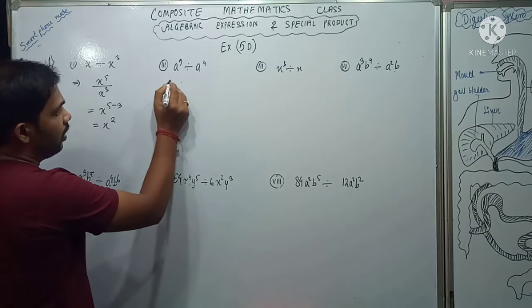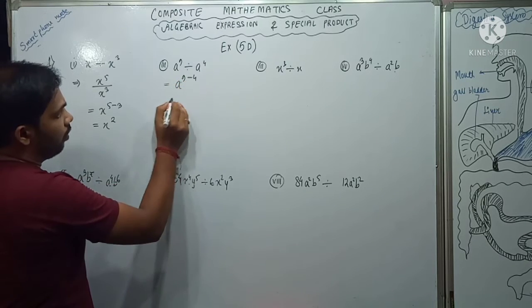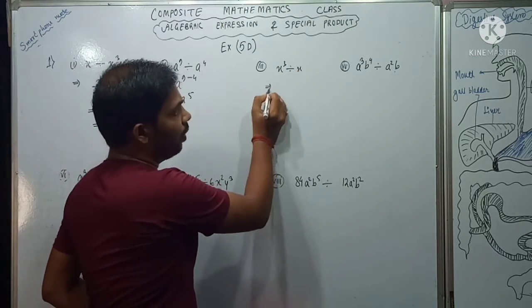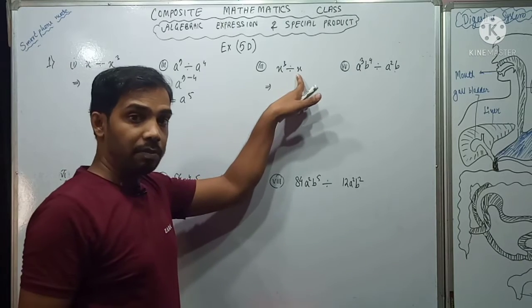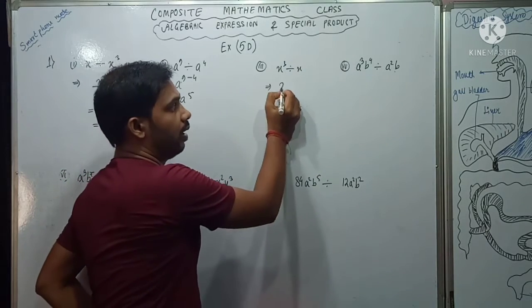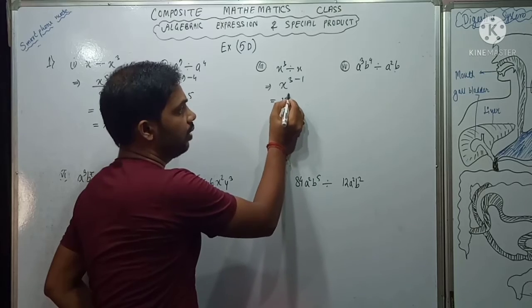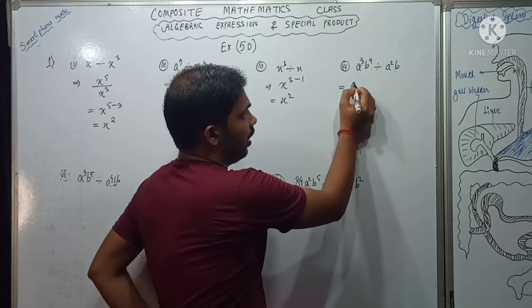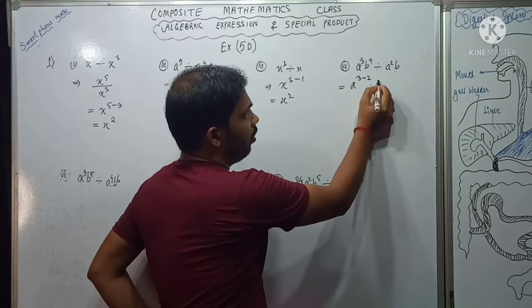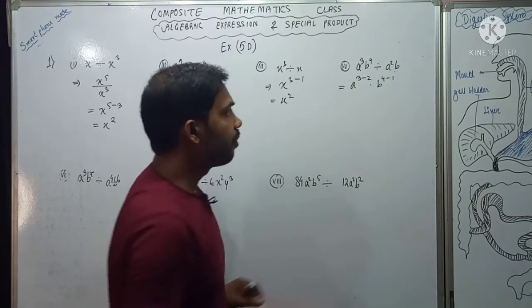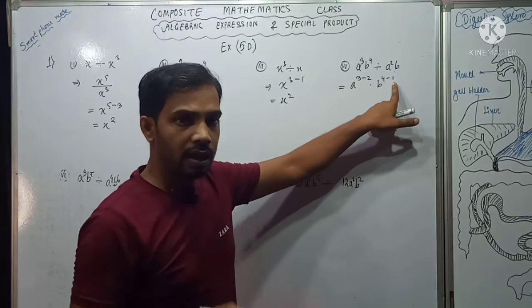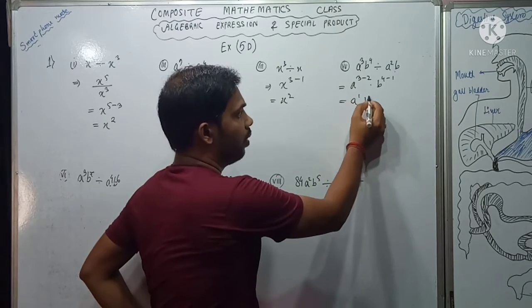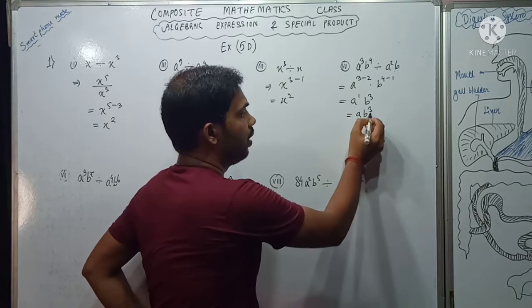Next this one, simply you can do a power 9 minus 4, which is equal to a power 5. Very easy. Now you see here no power is given. If no power is given, then we should understand that this has power 1. So it will be x power 3 minus 1, which is equal to x power 2. Now this one you see, you divide separately. So it is a power 3 minus 2 into b power 4 minus 1, here you know already that if power is not given, then we should understand that there is power 1. So it will be a power 1 into b power 3, which is equal to ab^3.